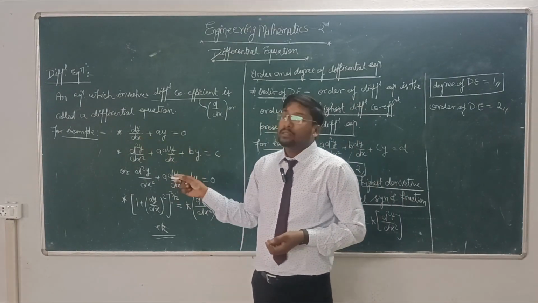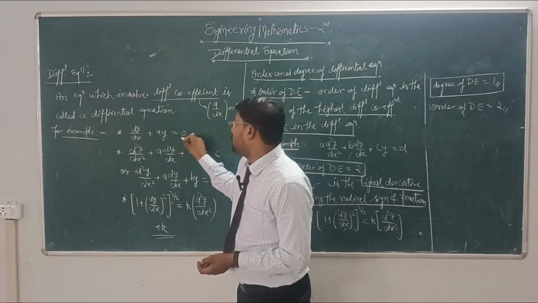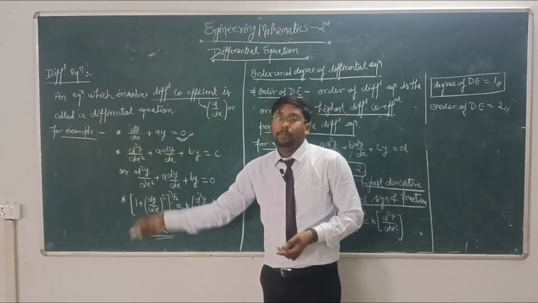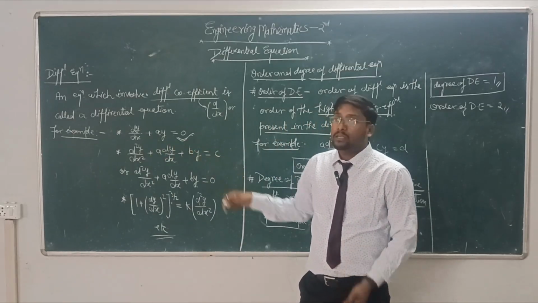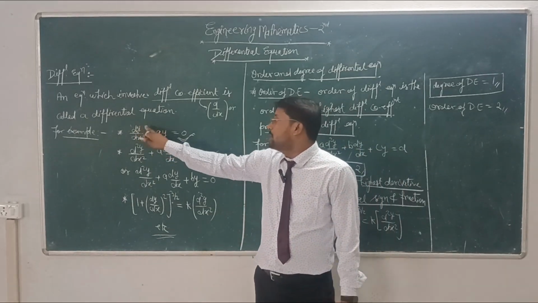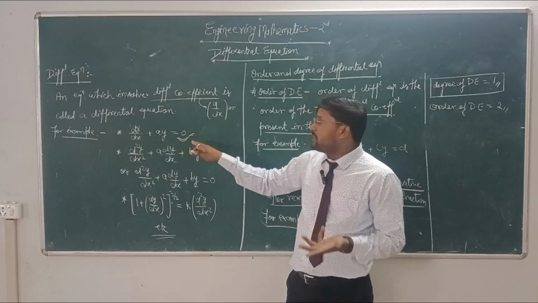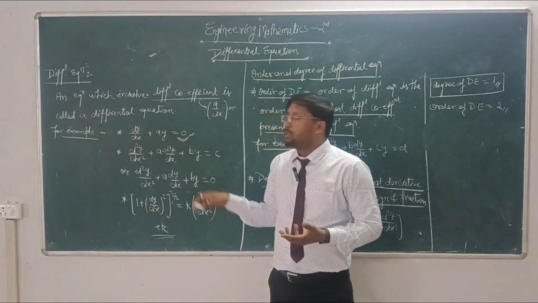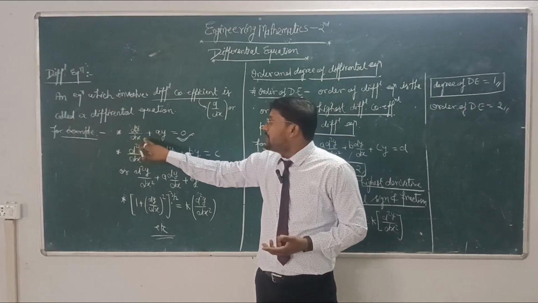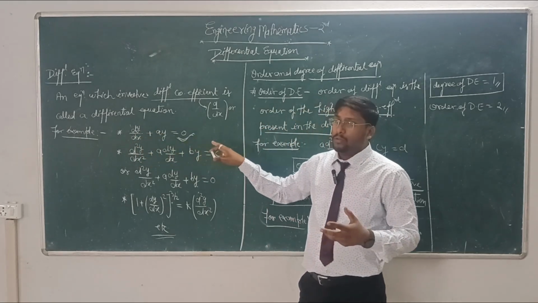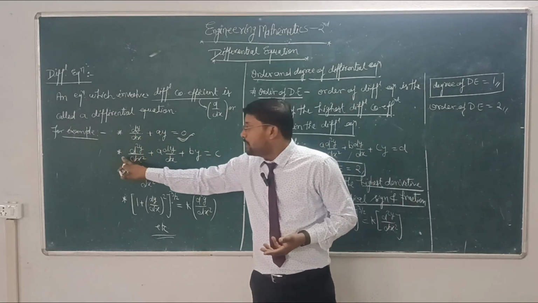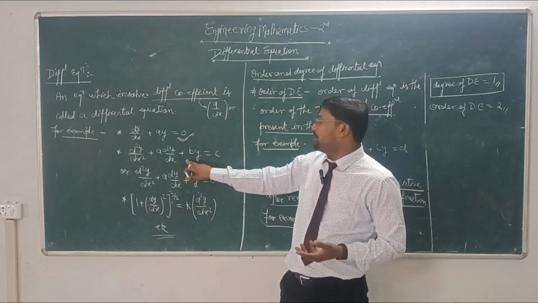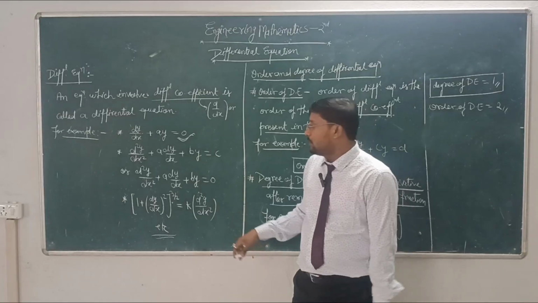First I discuss a differential equation of first order. If you find this type of equation, it is known as a differential equation. The right side is either zero or any constant. dy/dx plus ay is equal to 0 or a constant. Now second is d2y/dx2 plus a dy/dx plus by is equal to c, otherwise 0.